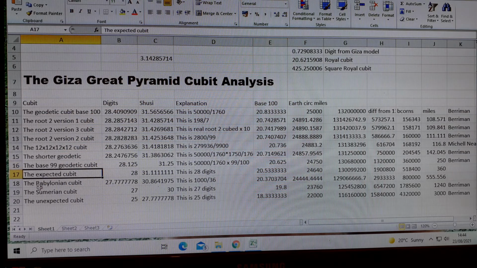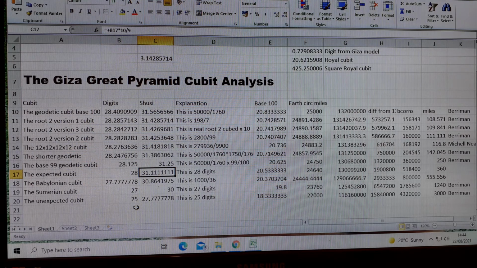Then we go on to the cubit I've called the expected cubit, which is 28 digits. It's giving us that for pi, which we're disappearing off the pi scale now. 28 digits, 20.5333, Earth circumference in miles, 24,640. So we're 360 there off 25,000 miles. Again, that is totally deliberate, isn't it? The system gives us that, and they knew what they were doing. Everything about this system is just superbly structured.